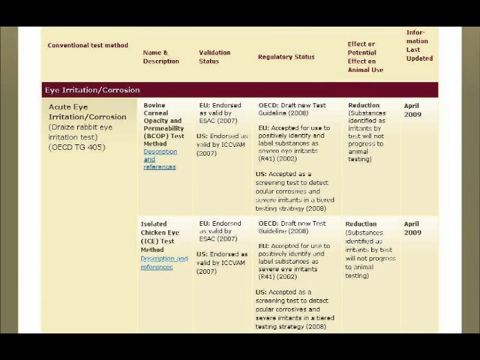And under effects or potential effects on animal use it says reduction. Substances identified as irritants by test will not progress to animal testing.